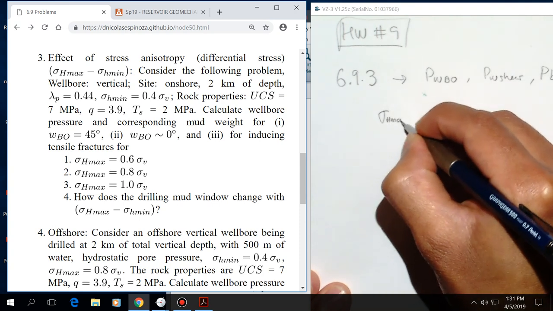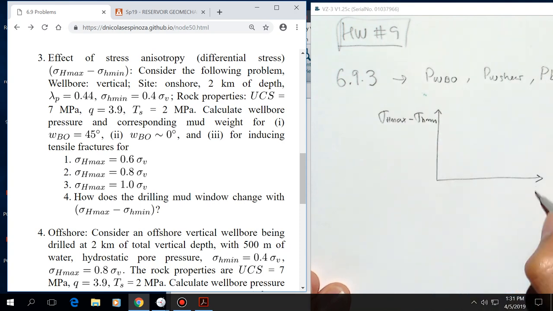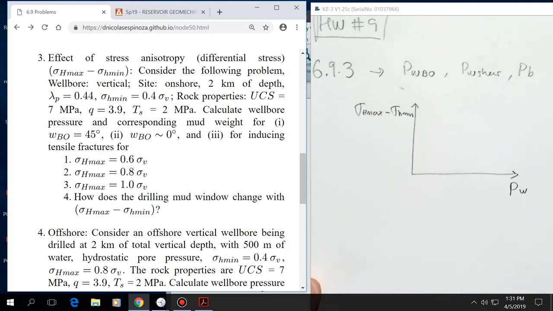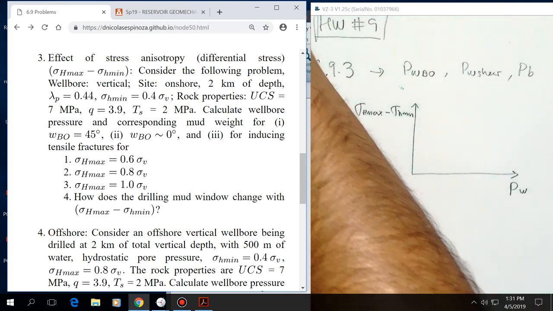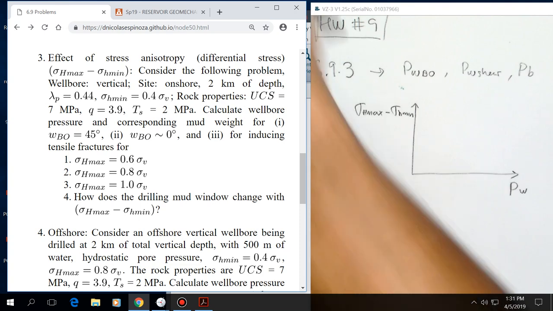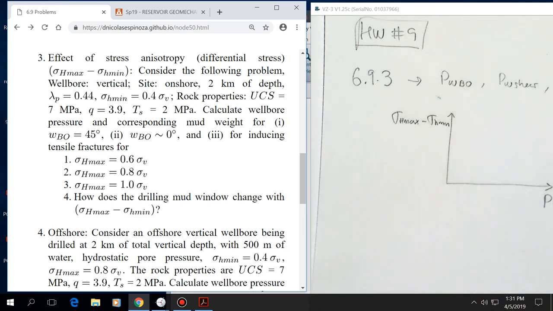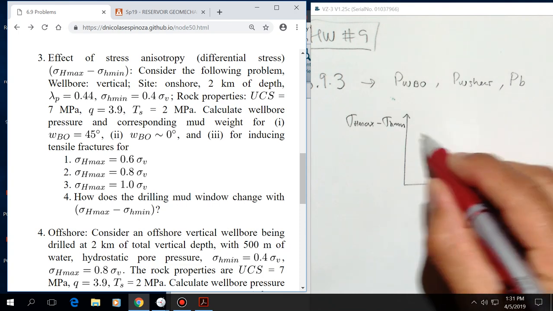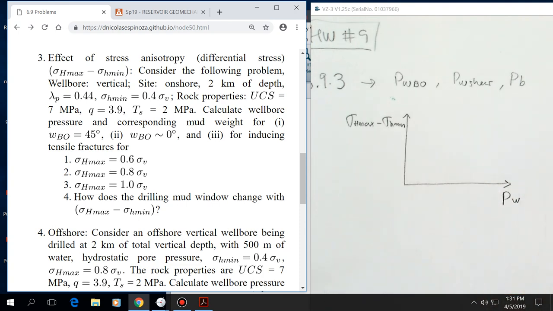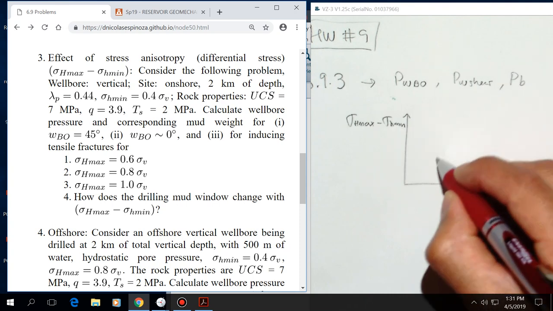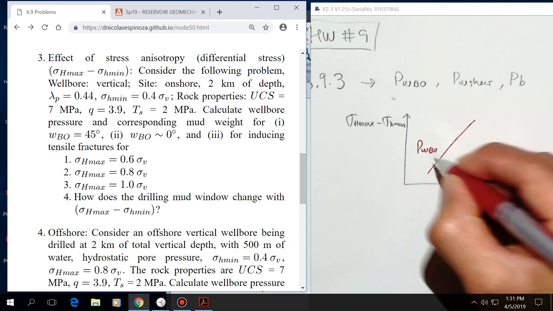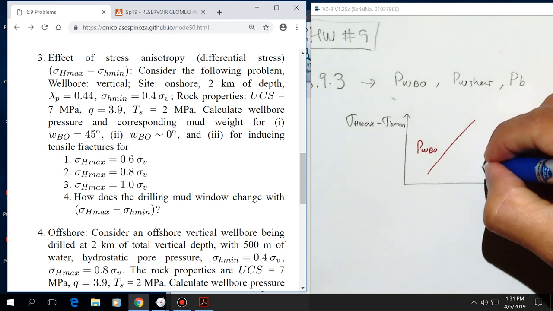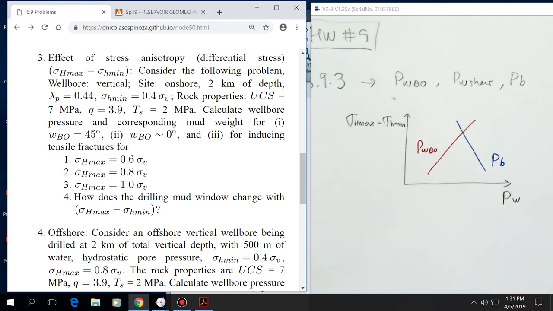So here we have sigma H max minus sigma H min, and for this PW you should see something similar to what you saw for overpressure, in which your lower bound, your PWBO, as sigma H max minus sigma H min increases, is going to require more and more weight, and your PV is going to increase. It's going to be very similar to what you saw before. And there is actually nothing new in there. So that's the only thing that you have to do.